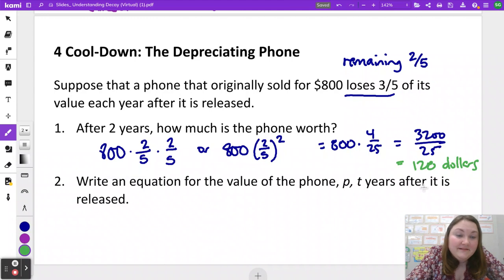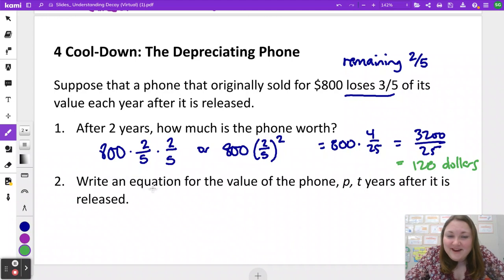So we see it lost a lot of value, but notice it's losing 3/5 of its value each year. 3/5 is over half of its value. So if it was losing half its value each year, after 1 year, it would be $400, and it lost even more than that. So it makes sense that my number's a lot smaller than what we started with.